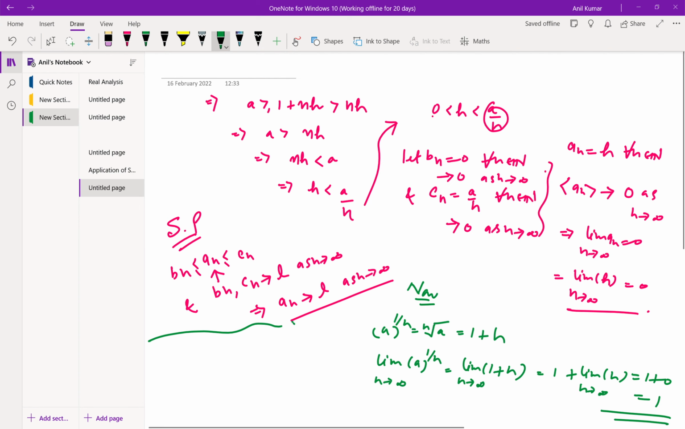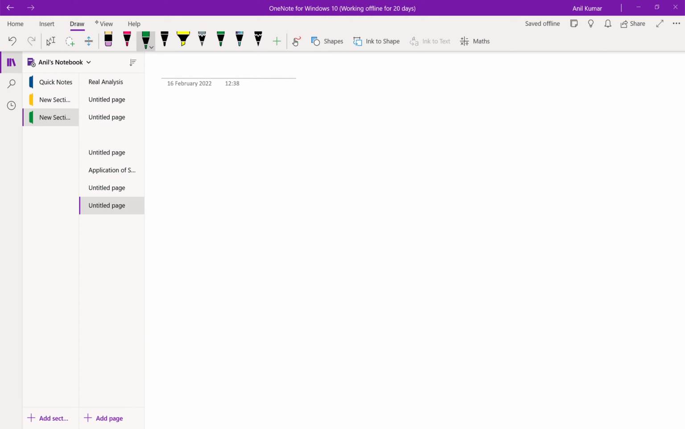So there is another application, prove that limit n raised to the power 1 by n, this limit comes out to be 1 when n approaches infinity, ठीक है। Now we will proceed to case third.